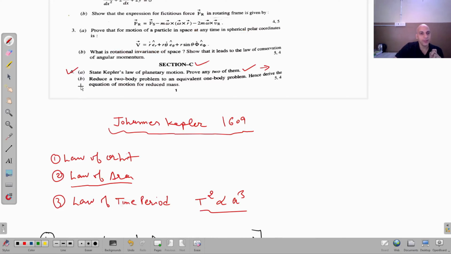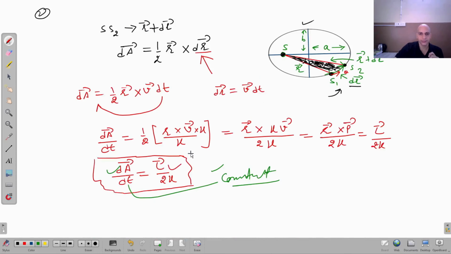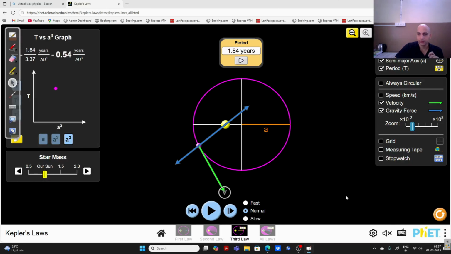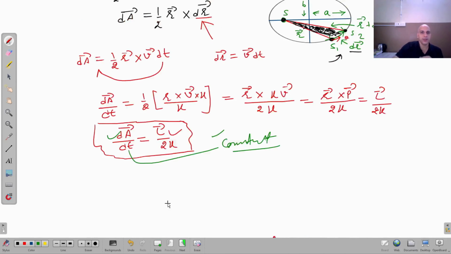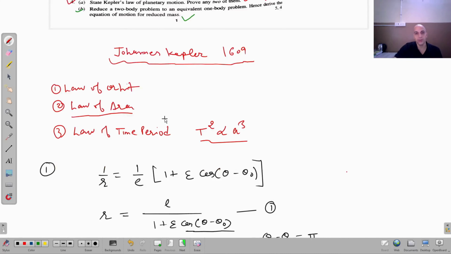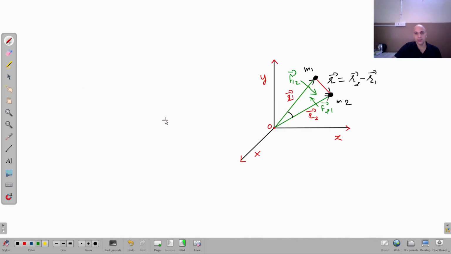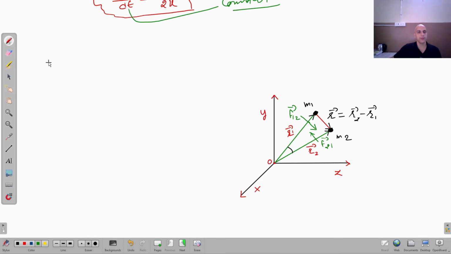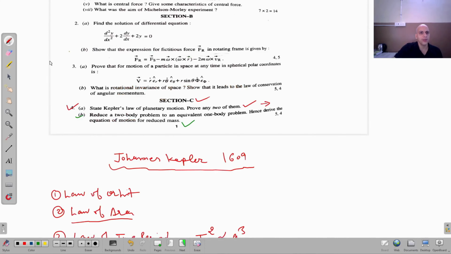Now I am coming to the second part: reduce a two-body problem to an equivalent one-body problem, and hence derive the equation of motion for the reduced mass. So I am coming to the second question. You can see here, this is question number 4, part B.